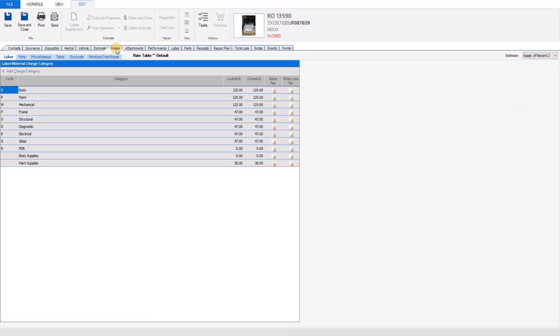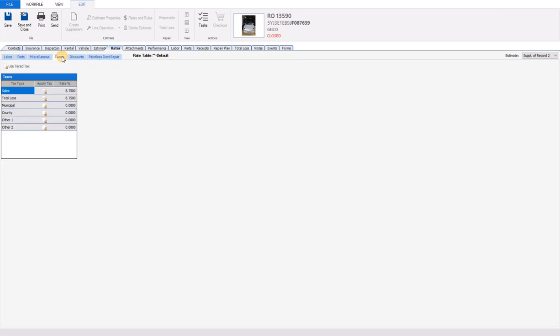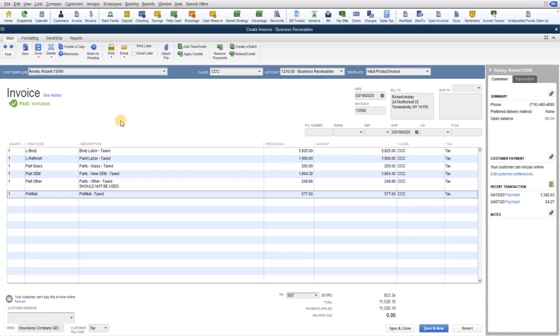So let's go back to the rates. The first thing I would do is go to the sales tax rates and see what the sales tax rate says. Well, this says 8.75. And if we go over to QuickBooks, this says 8.0.